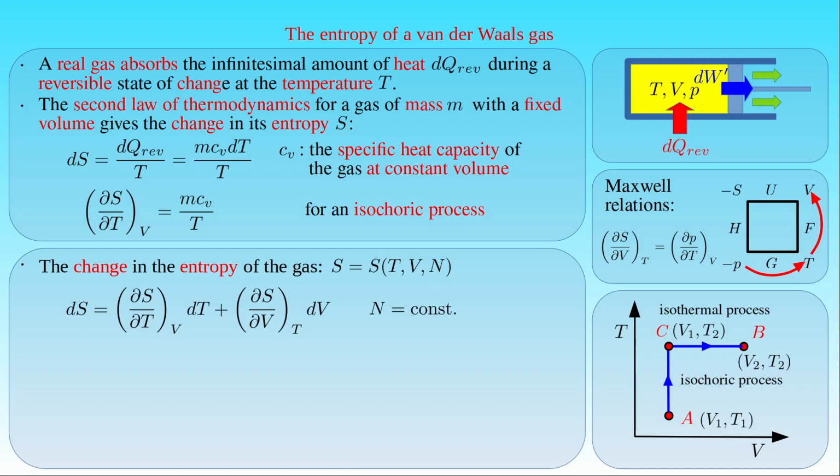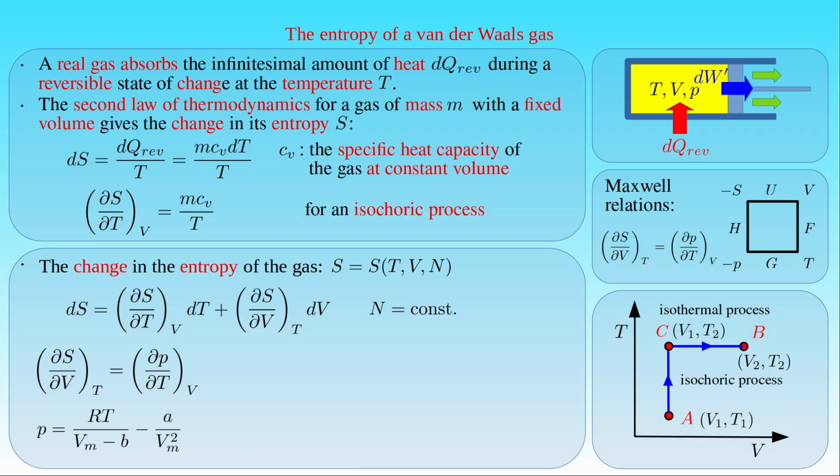Now we use this result for the partial derivative in the second term in the right-hand side in the differential of the entropy. The pressure of a van der Waals gas is equal to the gas constant R times the temperature T, over the difference between the molar volume Vm and the volume correction constant B, minus the pressure correction constant A over the square of Vm. By substituting the pressure P into the right-hand side of the first equation and calculating its partial derivative with respect to T at constant volume, we obtain the ratio of the gas constant R to the difference between the molar volume Vm and the constant B.